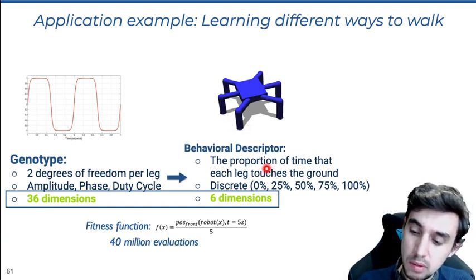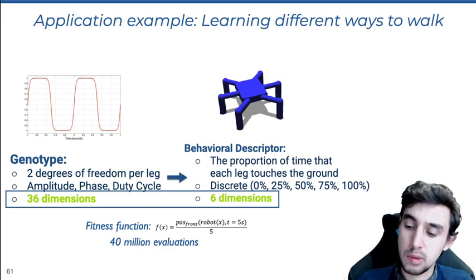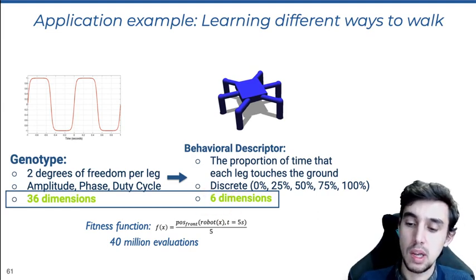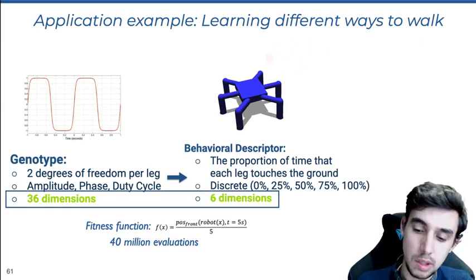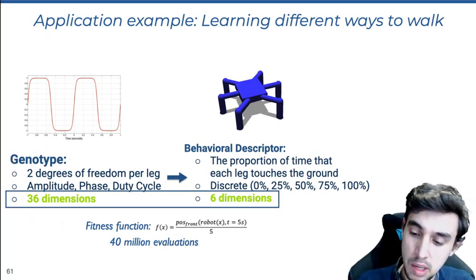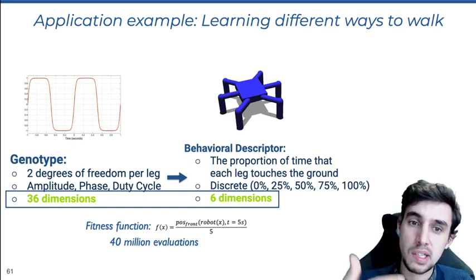Here we have the behavioral descriptor, which is the proportion of time that each leg is in contact with the ground, that we can discretize into different values. So that's a 6-dimensional behavioral descriptor space. The goal is to find the parameters of this genotype that will lead to different ways to walk. The goal is to walk as fast as possible.